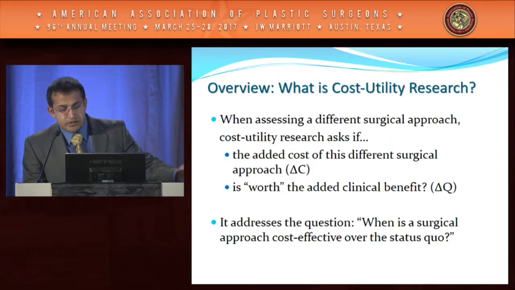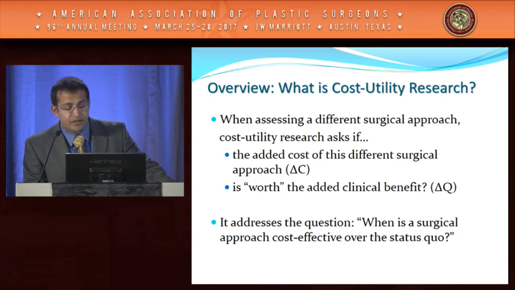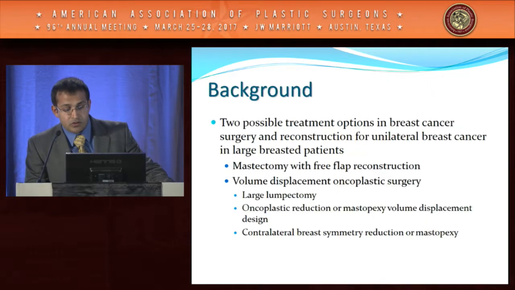So what is cost utility research? When assessing different surgical approaches, cost utility research asks if the added cost of this different surgical approach, which we'll call delta C, is worth the added clinical benefit, which we'll call delta Q. It addresses the question, when is a surgical approach cost effective over the status quo?